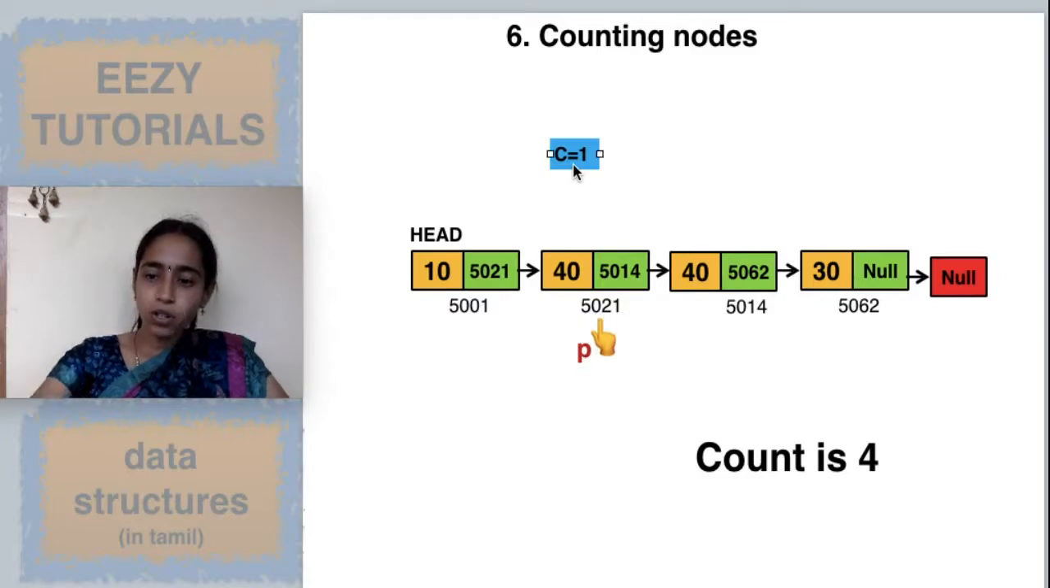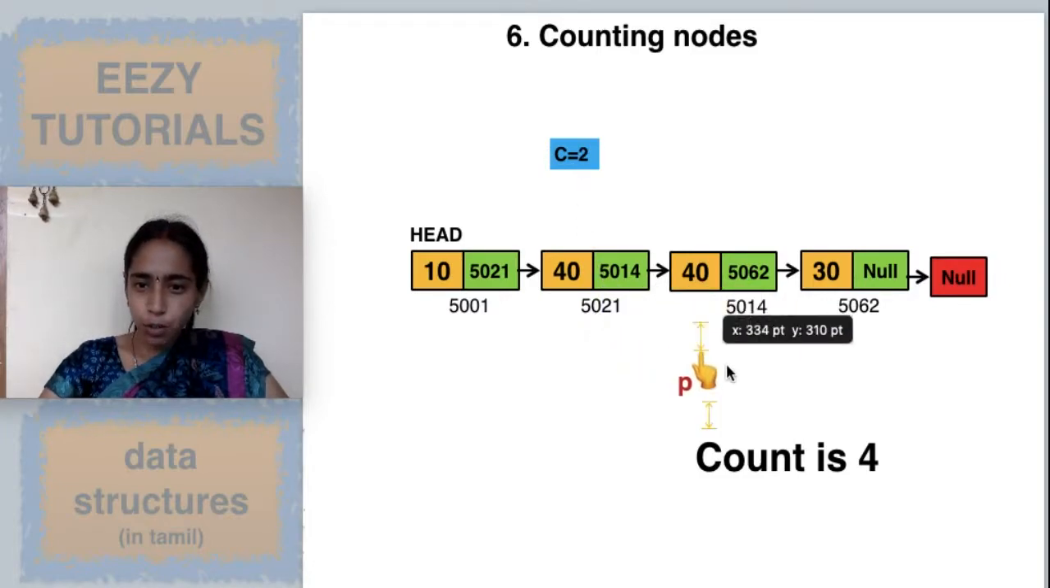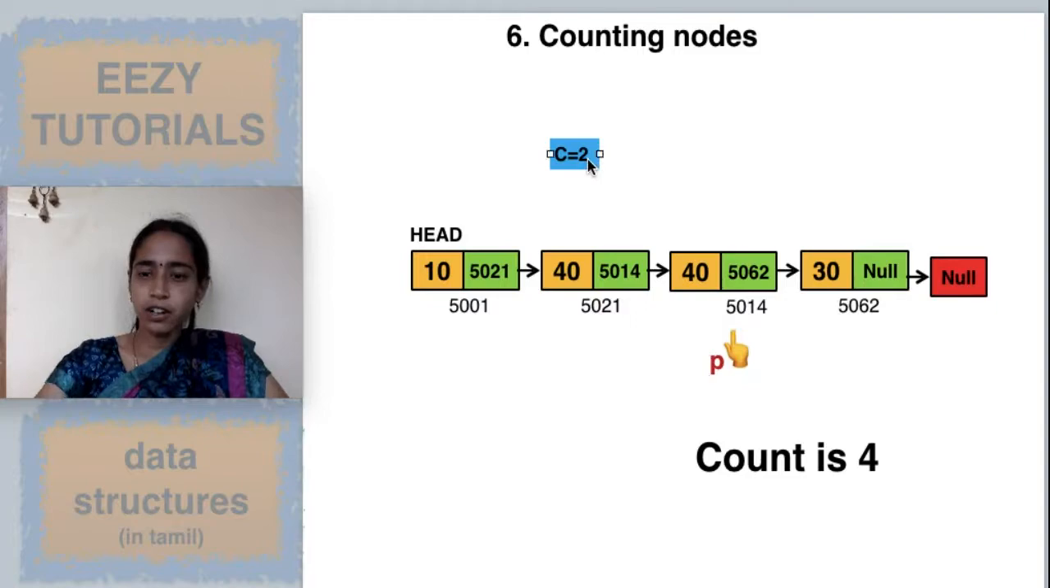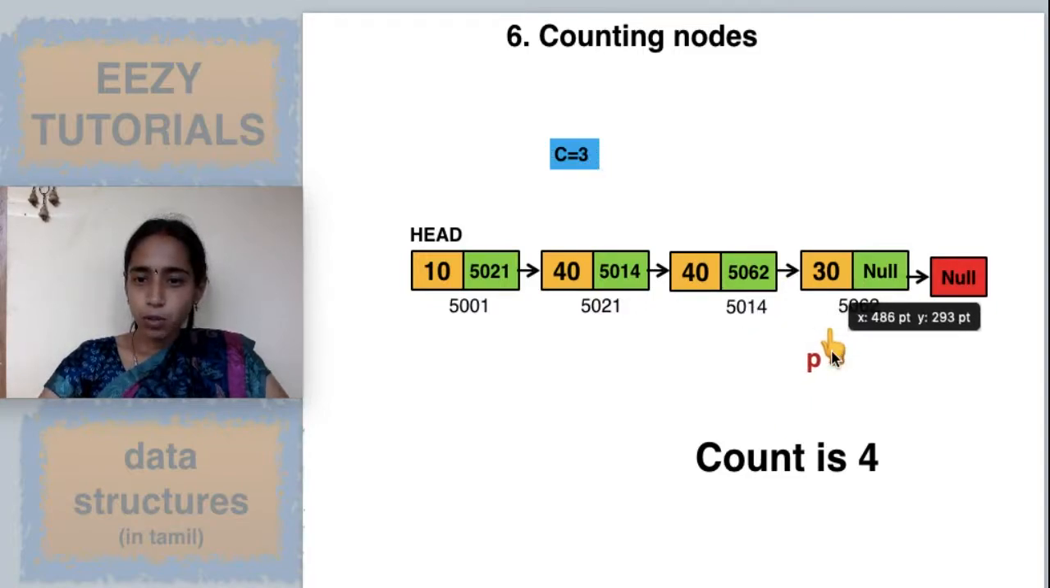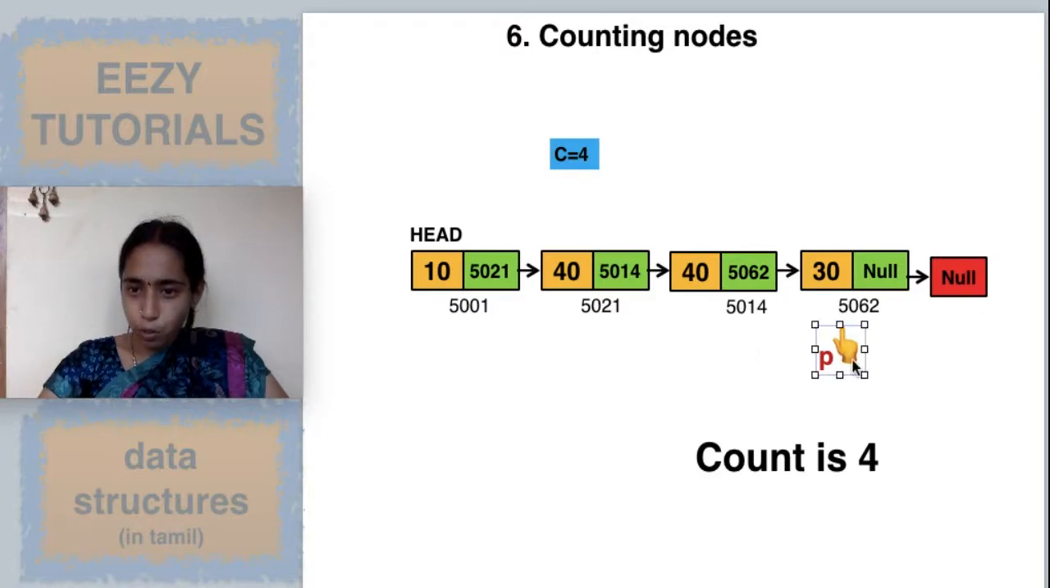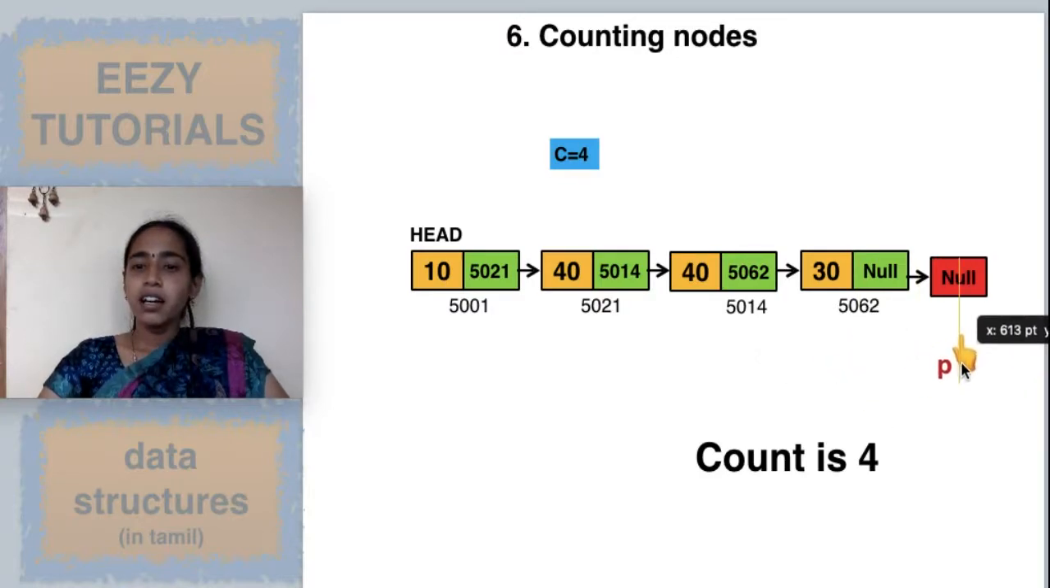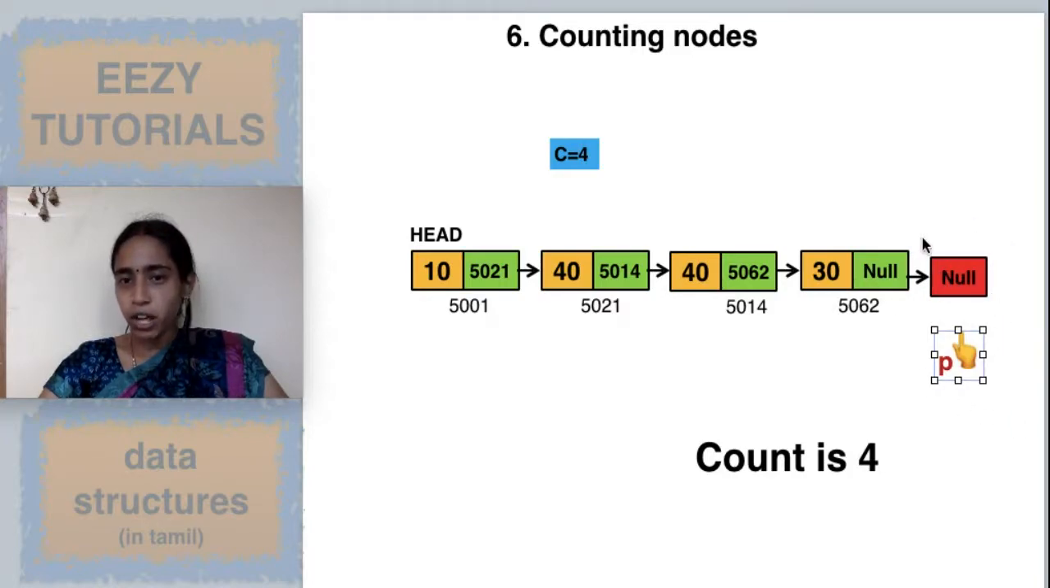Now I'll count 2. Then I have to move to the next position. Then I count 3. Then I move to the next position. Then I count 4. Then I move to the next position. Should I count 5? No. Why? Because P is pointing to null. If P is pointing to null, I have to stop counting.